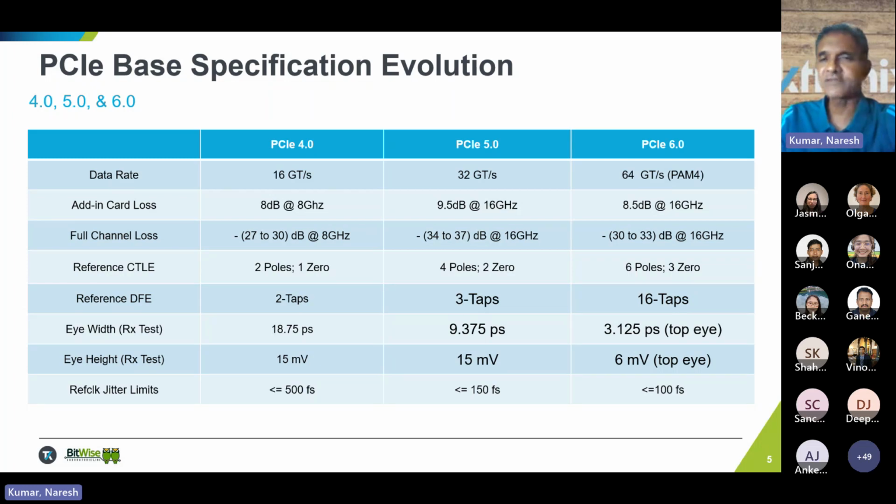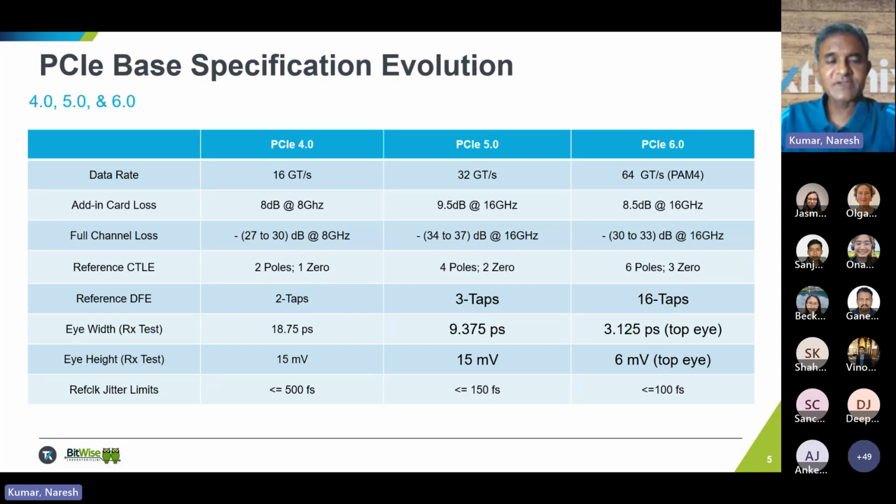Now, what does that mean? We'll come to that. The other part which you can see is add-in card loss. Okay, so what's the card loss which is defined in Gen 4, Gen 5, and Gen 6? That's one. And the full channel loss again is defined in each of these standards. Now, these are important for us to consider when we are making those measurements, because we have to incorporate or emulate the channel losses in our measurement setup so that it's compliant with the standard definitions.